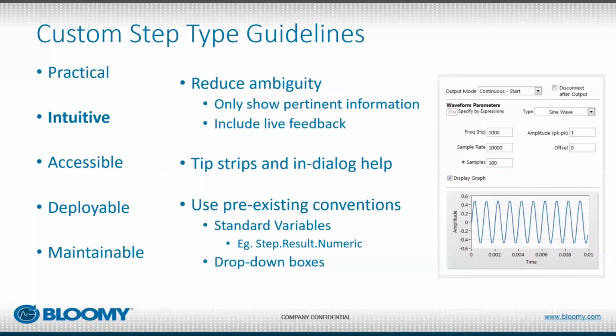So intuitive, again, it says here, want to reduce ambiguity. You only want to show that pertinent information, and that gets back to that edit sub step where we're only going to display those parameters that are really relevant and most important to the user to set up when they're configuring the test step. And you can also use some of the pre-existing conventions, such as the standard variables and drop-down boxes. Just because it's a custom test step, it still follows a lot of the same features and functions as the built-in test steps. So it becomes intuitive to the user.